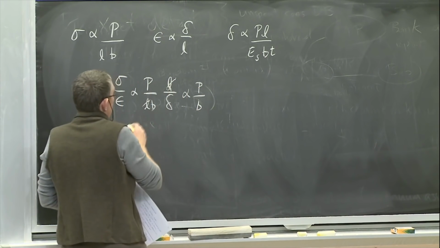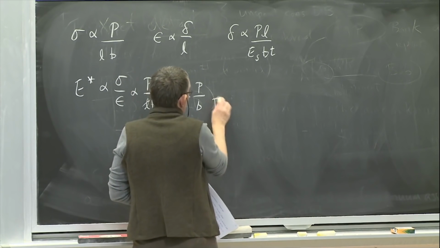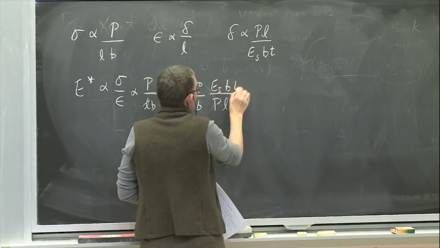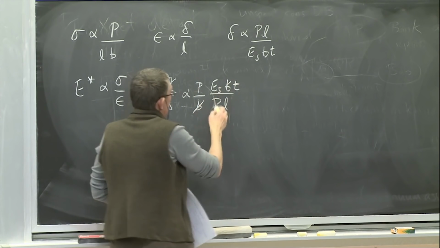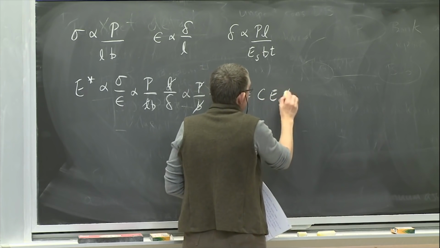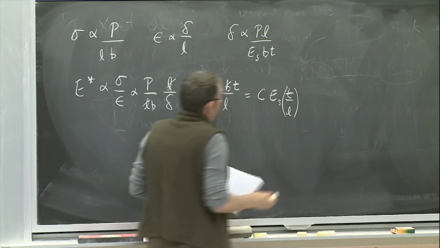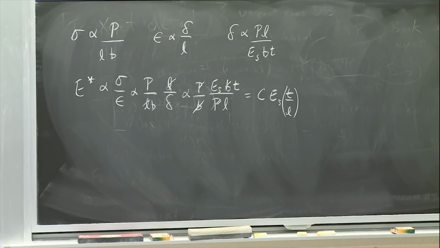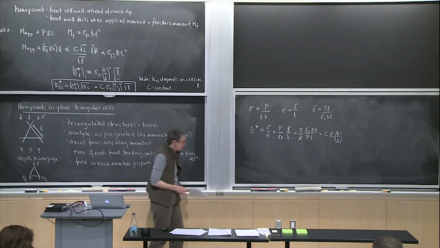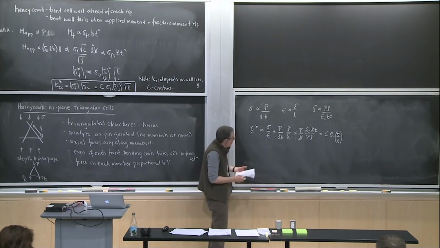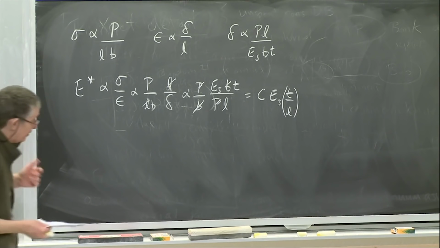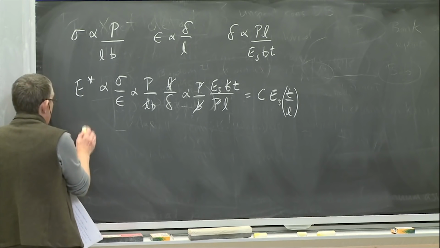So these L's here cancel. And delta here is PL over Es BT. And so the B's cancel and the P's cancel. And the modulus I get for the honeycomb is just some constant related to the cell geometry times the modulus of the solid times T over L. And if you did an exact calculation for equilateral triangles, you find that that constant's 1.15.